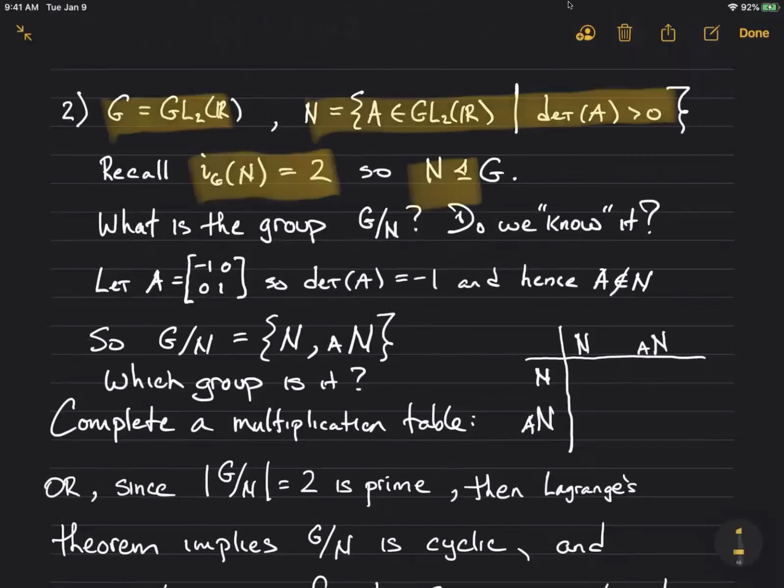An index 2 subgroup is normal, okay? So it's a normal subgroup. It's got a factor group. And my question is, well, what is it? What is this factor group? Have we seen it before? Do we quote unquote know it?